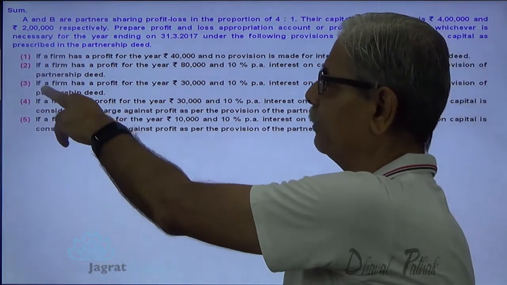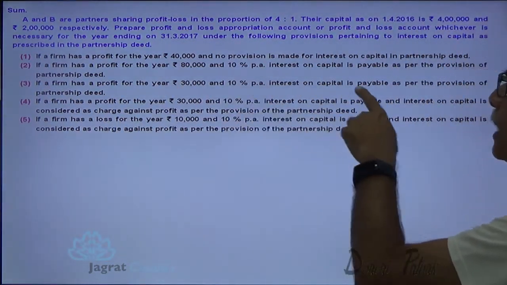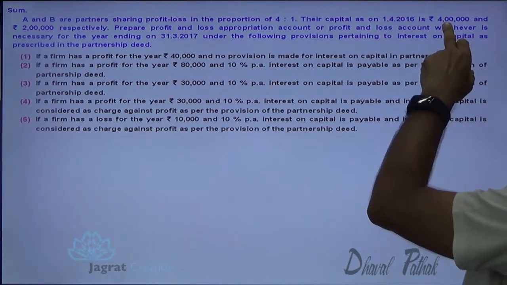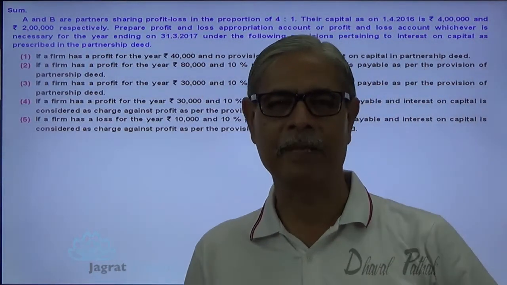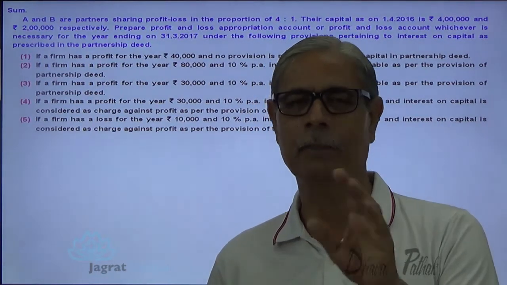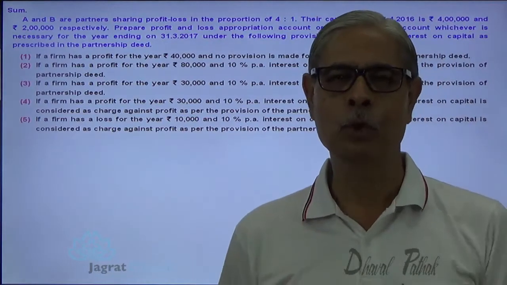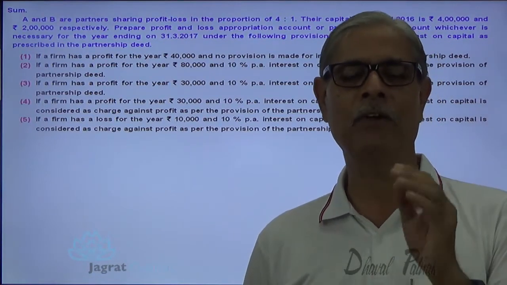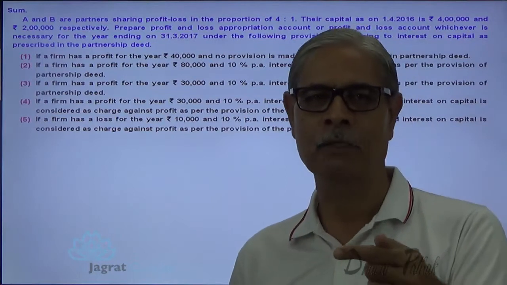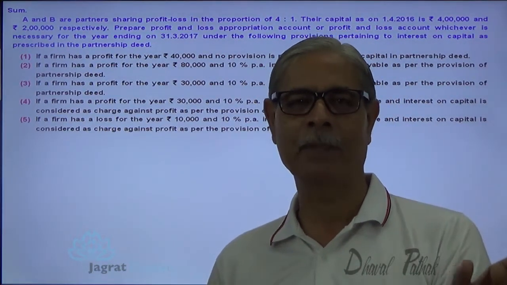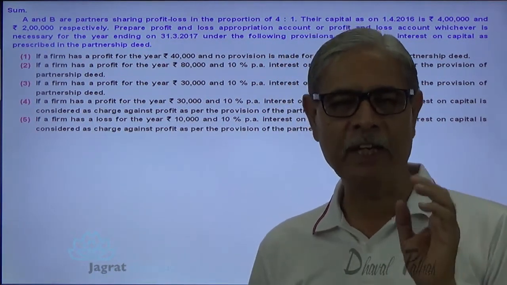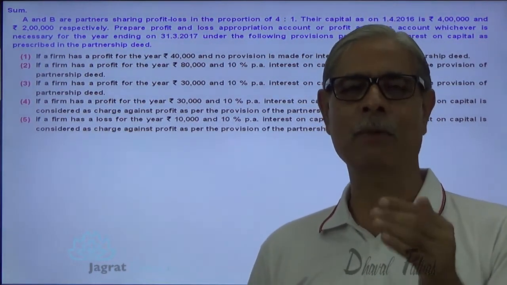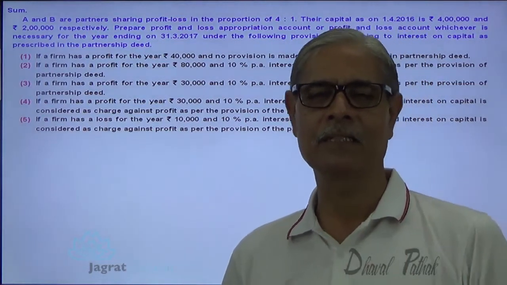Now in the third case, if the firm has a profit of 30,000 and 10% interest on capital is payable as per the provisions of the partnership deed. See, if you look at the capital, 4 lakh plus 2 lakh, 6 lakhs is the total capital of A and B. Interest on capital at the rate of 10% on 6 lakhs will be 60,000. In the third case, the profit is 30,000. So profit is not sufficient to pay the total amount of interest on capital. In the second instance, profit is 80,000, which is more than 60,000. So you can pay the total interest on capital of 60,000, and the balance profit of 20,000 will be distributed amongst partners in the ratio of profit sharing.